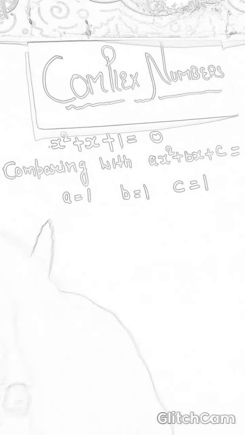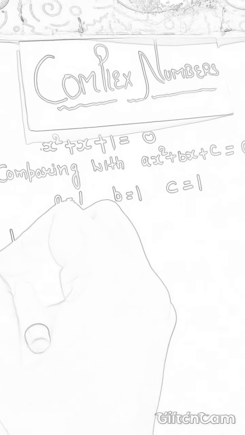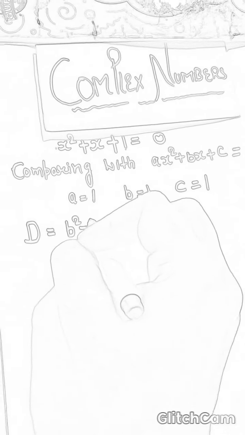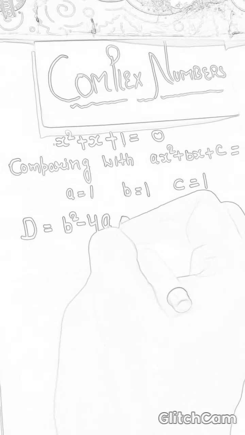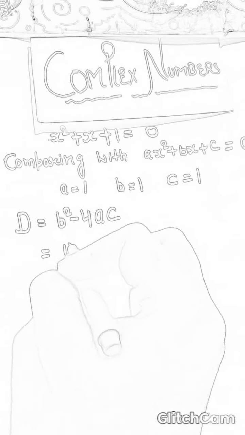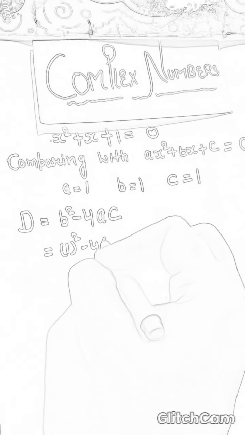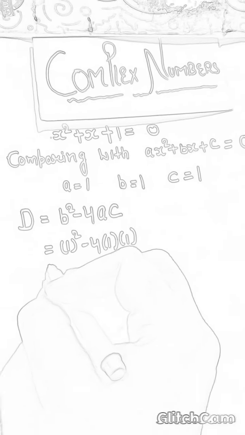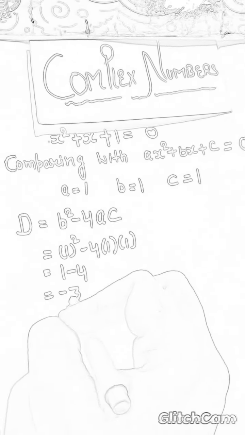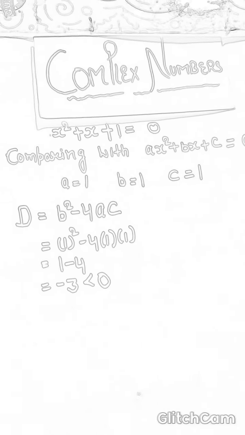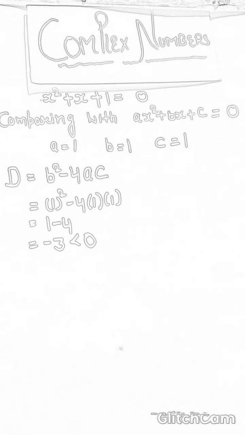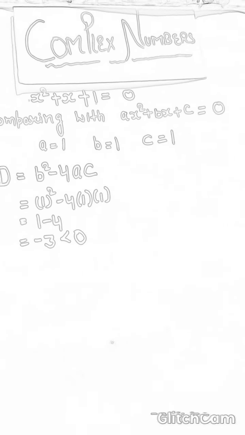Now we have to find the discriminant. Then D is equal to b square minus 4ac. Now put the values of a, b, c here. Then 1 square minus 4 into 1 into 1. Then 1 minus 4 is equal to minus 3, which is less than 0. So D is negative here. And in 10th class we stop here and write there is no real value of x.